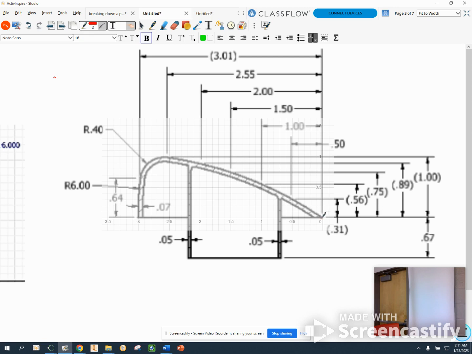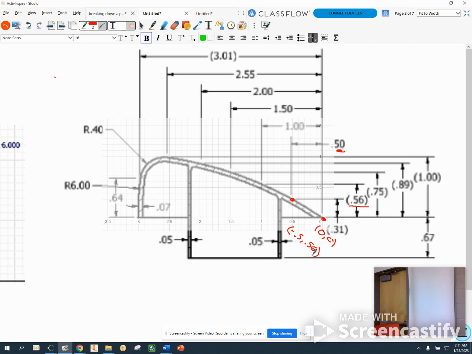So if this one here is 0, 0, right? And this is telling me that to get to this point here, I have to go up 0.56 of an inch. And how far do I go over? 0.5. So I know that that is going to be negative 0.5, comma, 0.56. And if you look in Onshape, you can do this from the origin, correct?